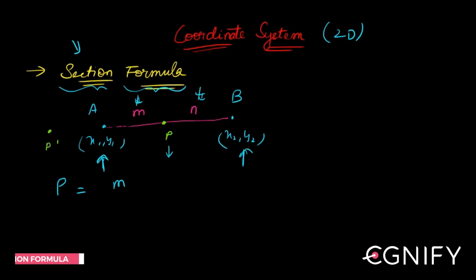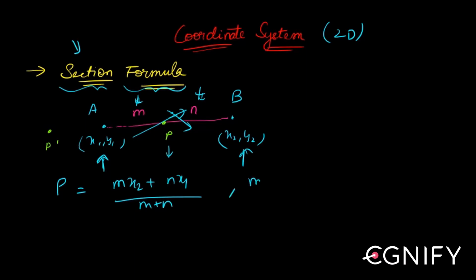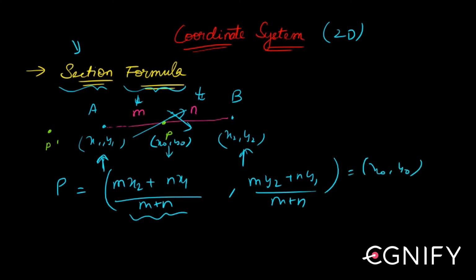What you do is you do m into this plus n into this. Once again, you do a crisscross sort of multiplication. So m into x2 plus n into x1, divided by m plus n, comma, m into y2 plus n into y1 divided by m plus n. Now, this goes very simply. This is the x coordinate of your point P. So if your point P has coordinates x0, y0, then your x0 is this quantity and your y0 is this quantity.